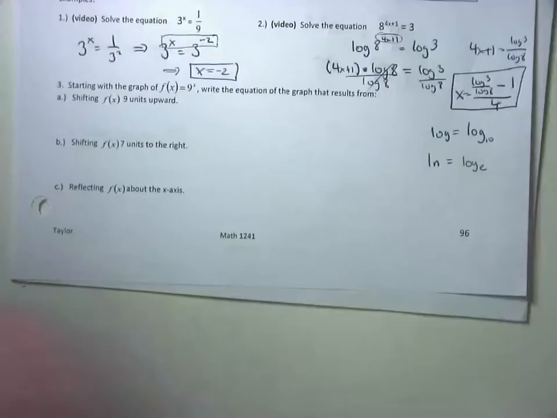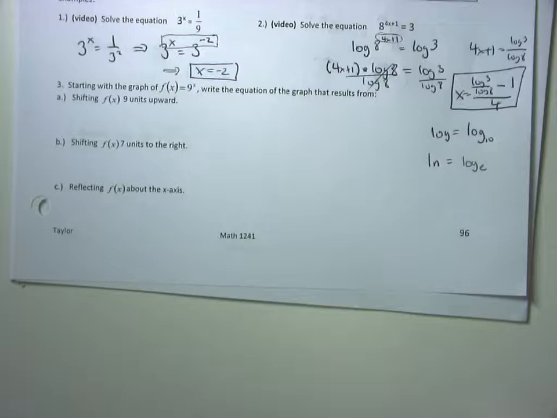But there's more review of this stuff. Here's one. Starting with the graph of f of x equals 9 to the x, write the equation of the graph that results from shifting f of x 9 units upward. They're still trying to remind you guys of the techniques of shifting, stretching, and reflecting. So if I want to move a graph 9 units upward, what do I got to do to that graph? Just add 9 to it.